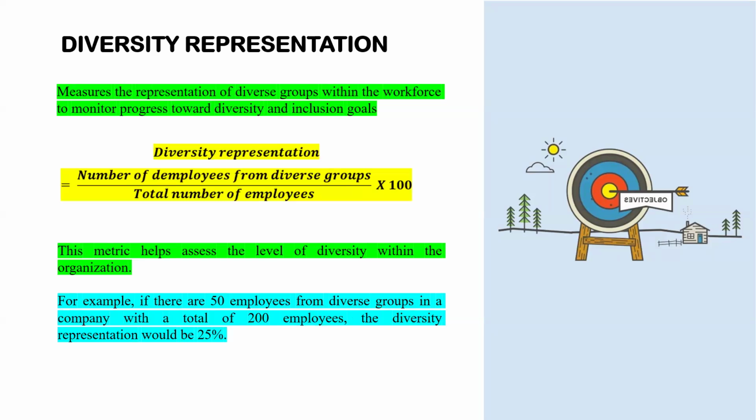Then we also have diversity representation. It measures the representation of diverse groups within the workforce to monitor progress. When you go to some company, it's all Ashantis; you go to some company, Voltarians; you go to some company, rich kids; you go to some company, poor kids. Do you understand? That is what we use this one here to measure, to help us assess the level of diversity within the organization.